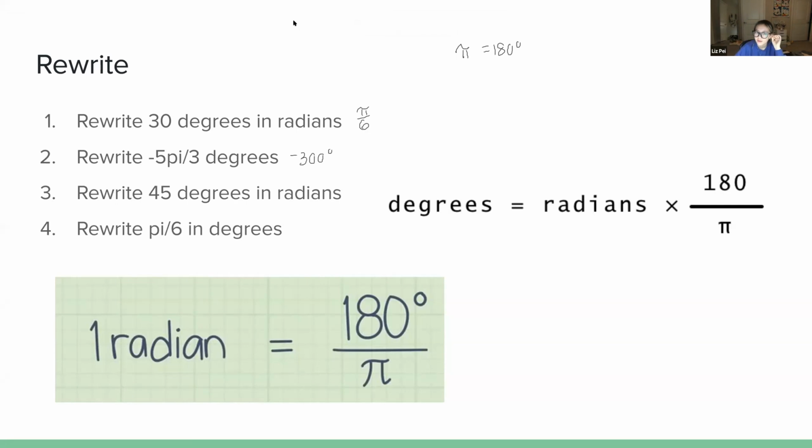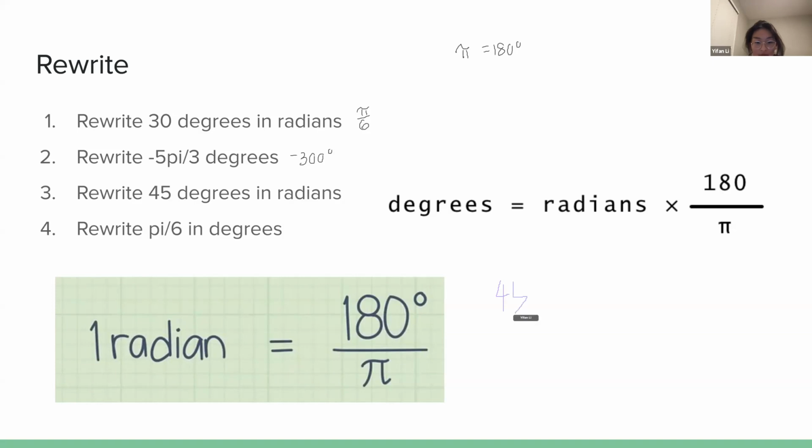Okay, Ethan, do you want to go over 3 and 4? For number 3, we use this formula, which is also the formula right here. And the degrees is 45.